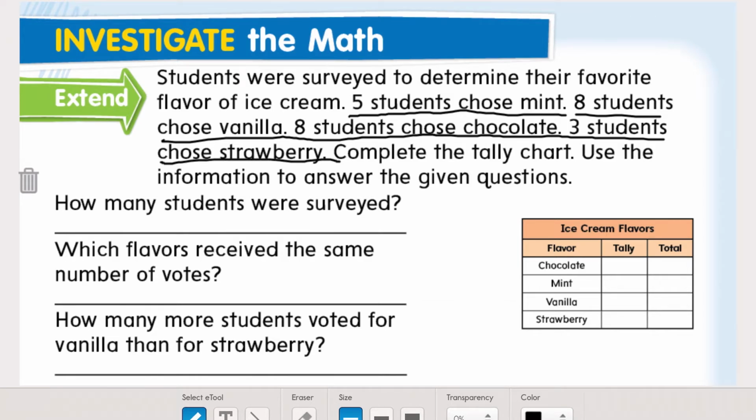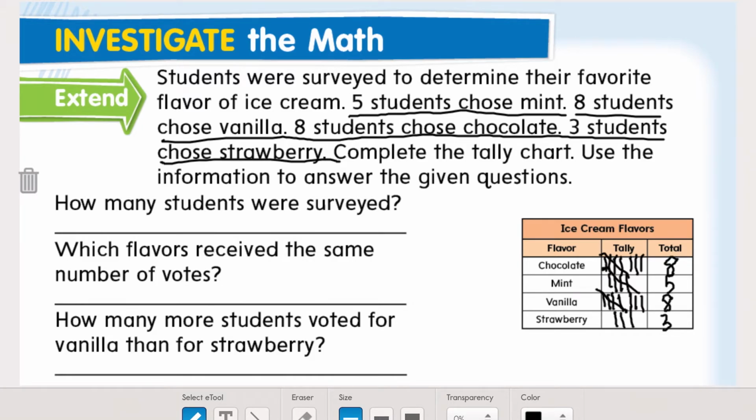Okay, so this tally chart's not very big. Chocolate was 8, so 1, 2, 3, 4, cross 5, 6, 7, 8. 5 chose mint. 1, 2, 3, 4, cross 5. 8 chose vanilla. 1, 2, 3, 4, cross 5, 6, 7, 8. And 3 chose strawberry. 1, 2, 3.